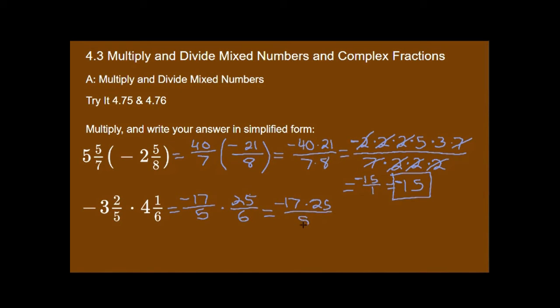And then I could factor it out like this, or I could factor it out like we did before. Another way to do it is just to cross cancel within the fraction. 5 goes into 5 one time, 5 goes into 25 5 times, and then I'm left with negative 17 times 5 over 6. And then when I multiply those out, these two are prime, so there are no common factors to pull out, and I get negative 85 divided by 6, and that is reduced as far as it can go.